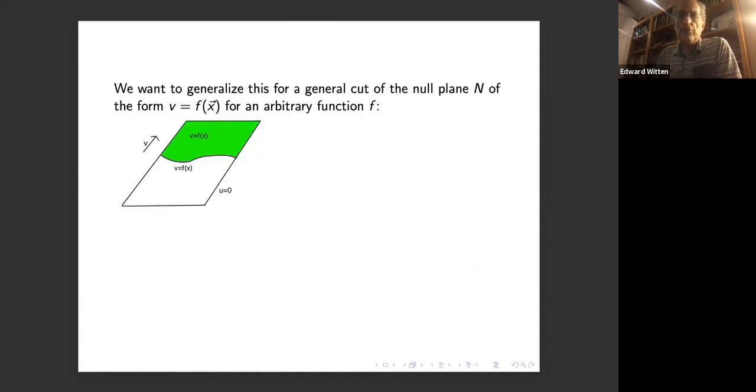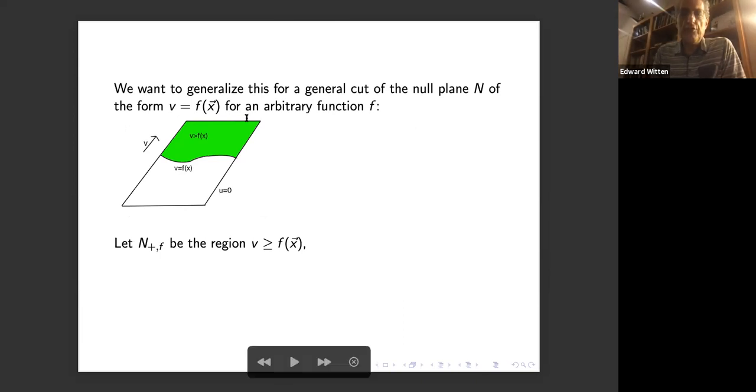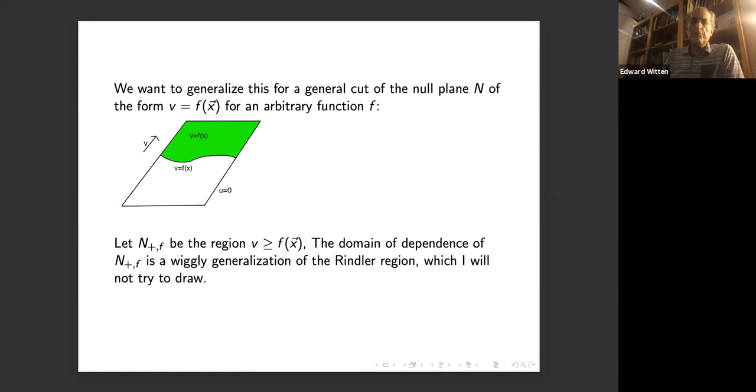Now we want to generalize this for a general cut of the null plane of the form v equals f of x, for an arbitrary function f of the normal coordinates. So now I've drawn the curve v equals f of x. Again, I've only drawn one of the x's to make it drawable. And the green region is now to the future of v equals f of x. Now let n plus comma f be the region of the null plane where v is no less than f of x. The domain of dependence of n plus f in spacetime is a wiggly generalization of the Rindler region. And I'm not a good enough artist to try to draw it, so I won't offer a picture.